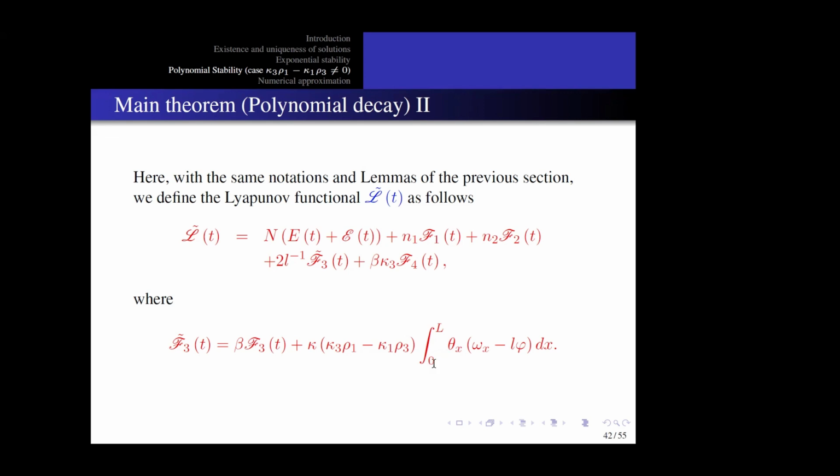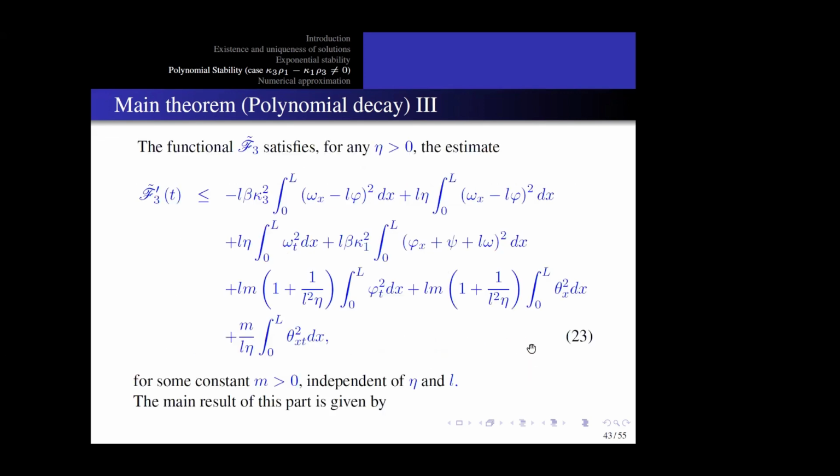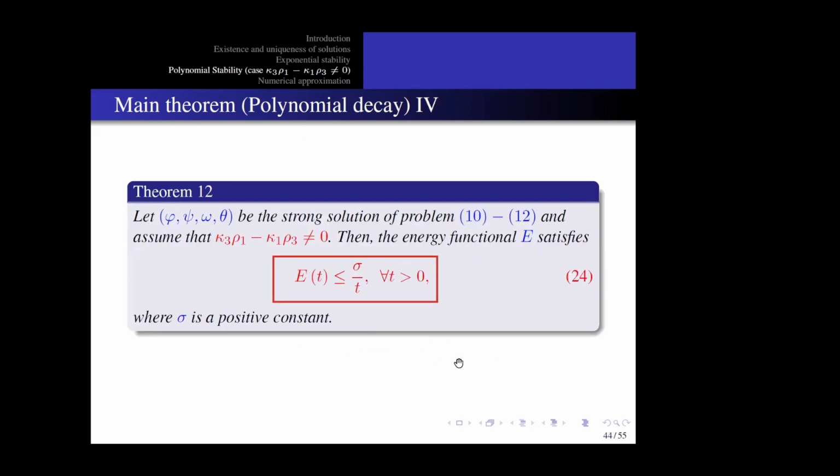And we're using this because when we differentiate it by t, we are going to get to that bad term. And again, when we differentiate, this is what we get. And again, this is the main result. Let phi, psi, omega, theta be the strong solution. Remember now, weak solution is not enough. We need more regularity. And assume that we have non-equal speed propagation, then the energy functional E satisfies this.